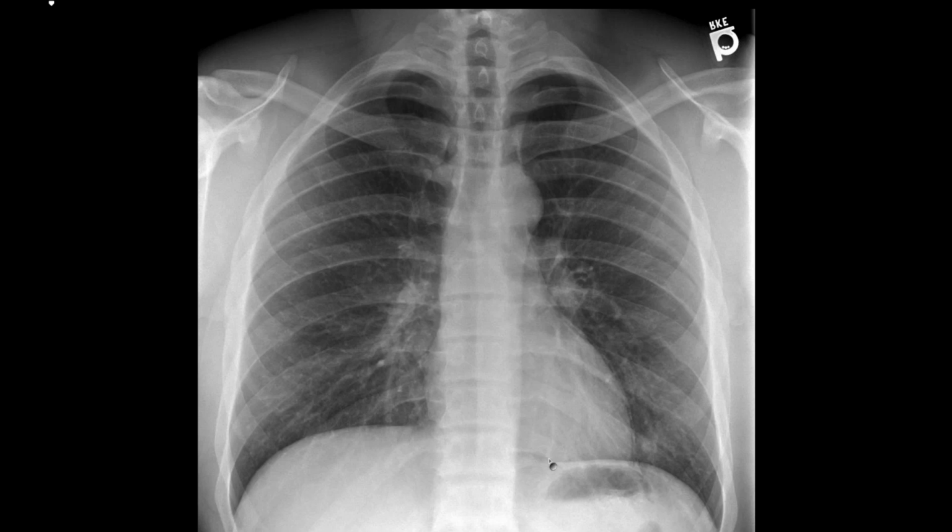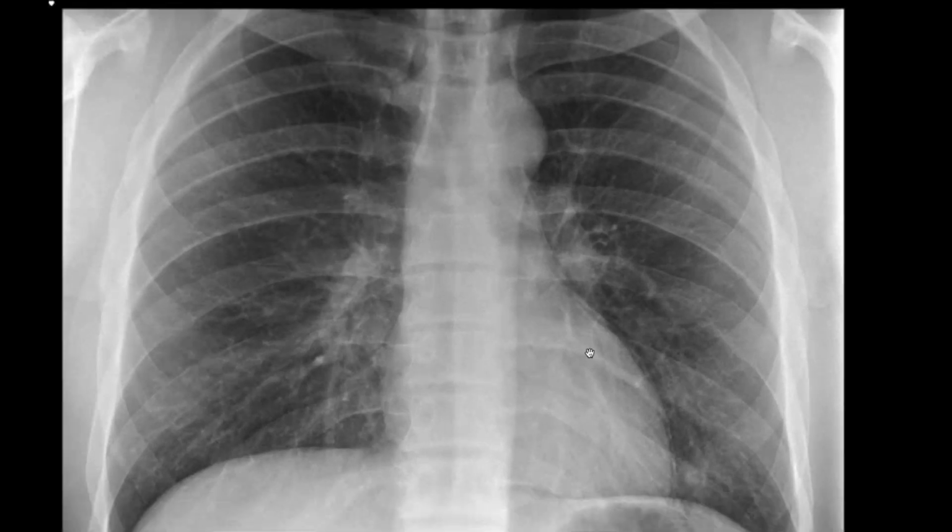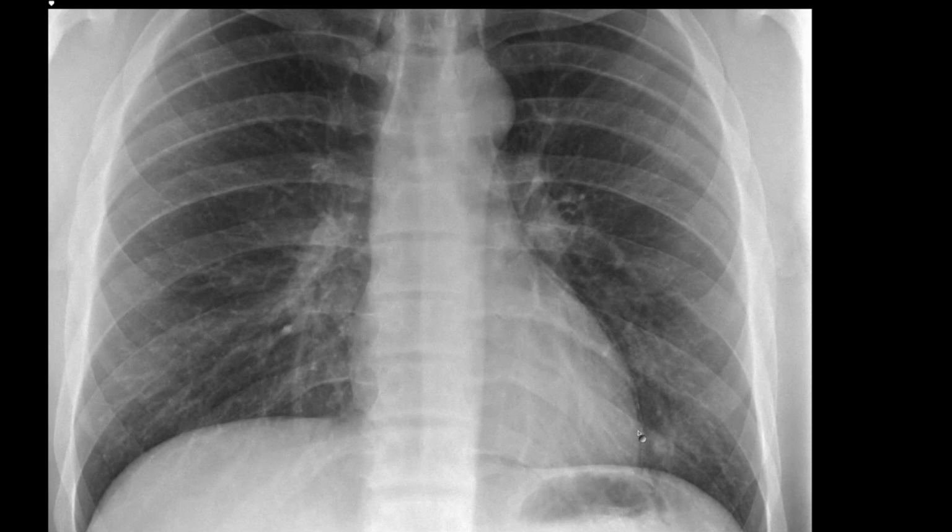So the finding is subtle, but it's pneumomediastinum. I'll just zoom up a little bit. And there's a little bit of air here. And there's also a little bit of air right in here in the subaortic mediastinum right there. So pneumomediastinum is the finding.